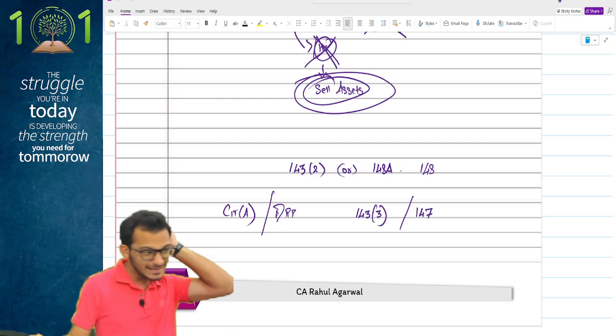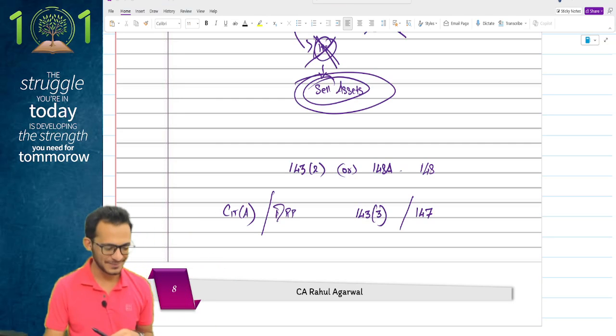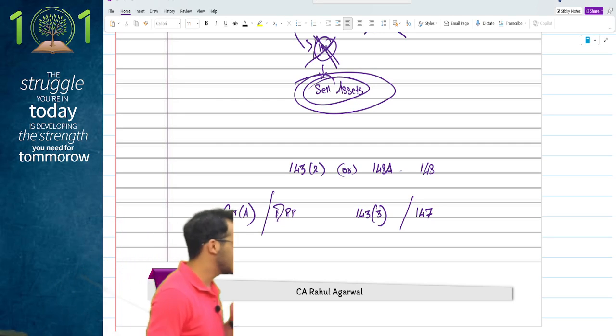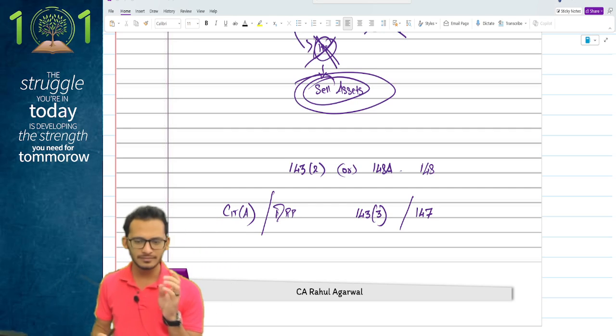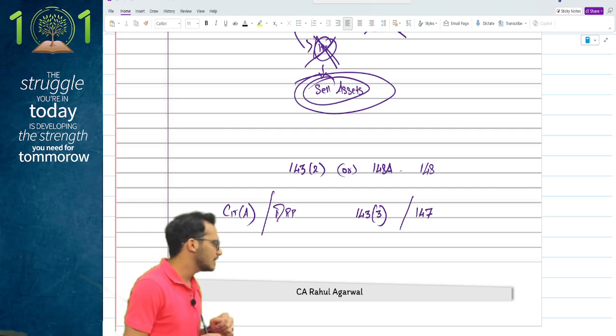Let's start with sums. We're going to start with sums for today. We're going to start with tax rates, chapter number 2. We're starting with chapter number 2, people.